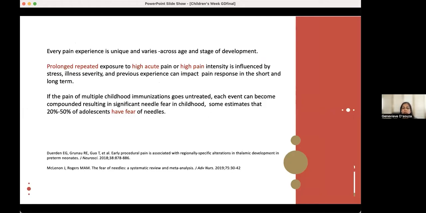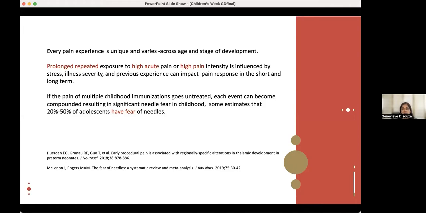And why is this so important that we attack and treat this pain at every presentation to the hospital? Because prolonged repeated exposure to high acute pain intensity or frequent exposure to pain, as influenced by stress, illness severity, and previous pain experience, can impact your response in the short and long term. Even a child who comes to the hospital for immunizations, if you don't treat the fear or the pain of immunization, every subsequent exposure to the hospital can prolong this child's pain experience.